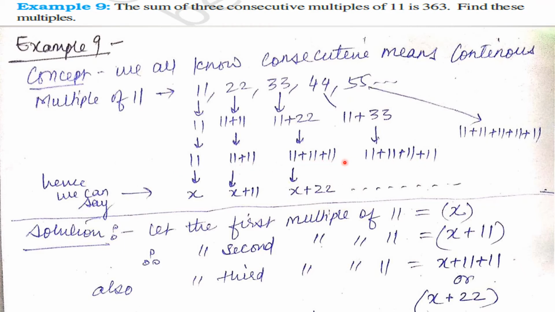Yes. If I take the first multiple of 11 as x, that means second can be given by adding 11 into it. Third can be given by adding 22 into it. Similarly, fourth multiple can be given by adding 33 into it.